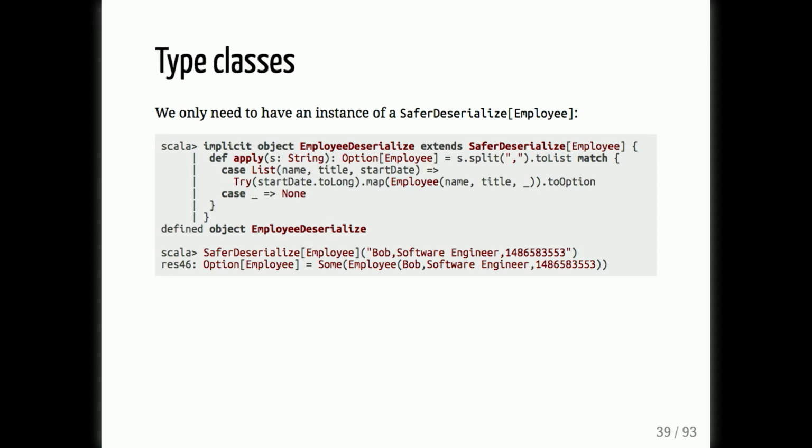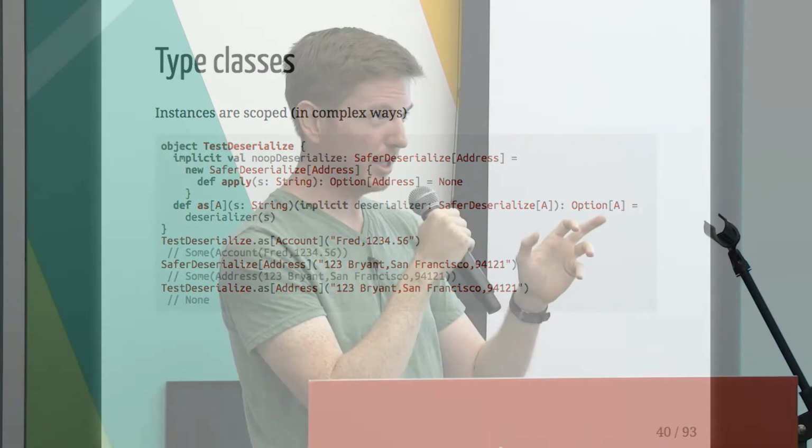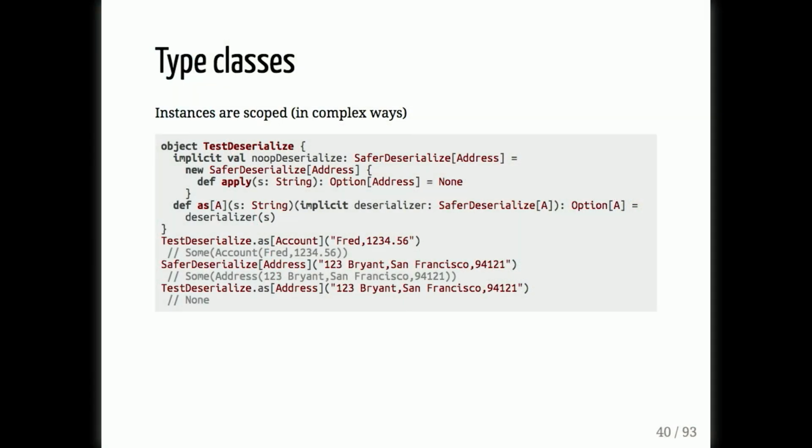One of the really neat things from Scala that you don't get in Haskell is that in Haskell, type classes are global. We actually get some kind of hairy and complicated scoping, but we get to have multiple instances of a type class for a given type. So in this case, I've made a test instance of a deserializer for address that's special just for this scope. So our safer deserialize address will correctly do the address using the safer deserializer. If I use the test deserializer, I get back none because that's my implementation in test.